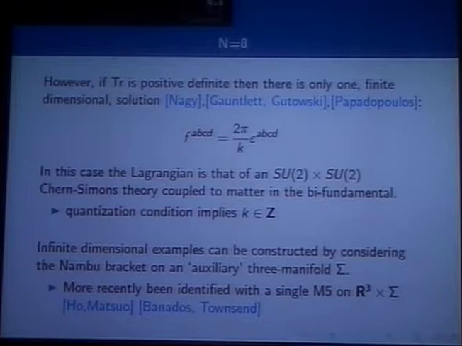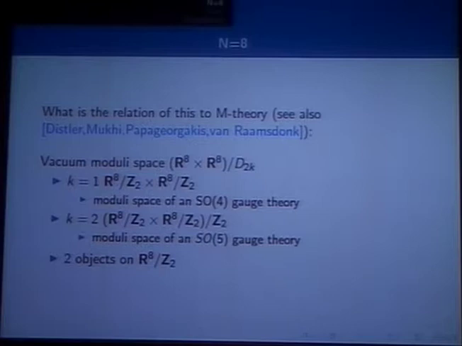Okay, so you have this one theory. It was on your wish list in some sense. But what is its relationship to M theory? So this is my paper with Dave Tong, and more or less the next day, I think it was, this group produced a paper with extremely overlapping results. But I think we basically agree. So the vacuum moduli spaces are of the form R8 times R8 mod D2K. D is the dihedral group. So if you look at k equals 1, you get R8 mod Z2 times R8 mod Z2. It's at least in some parameterization.